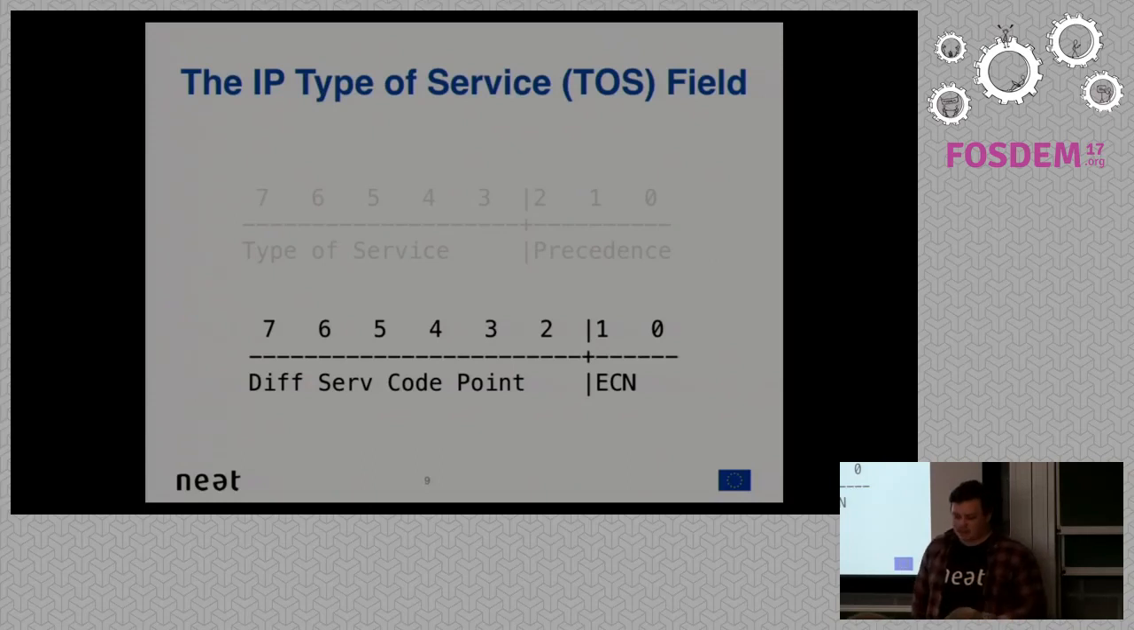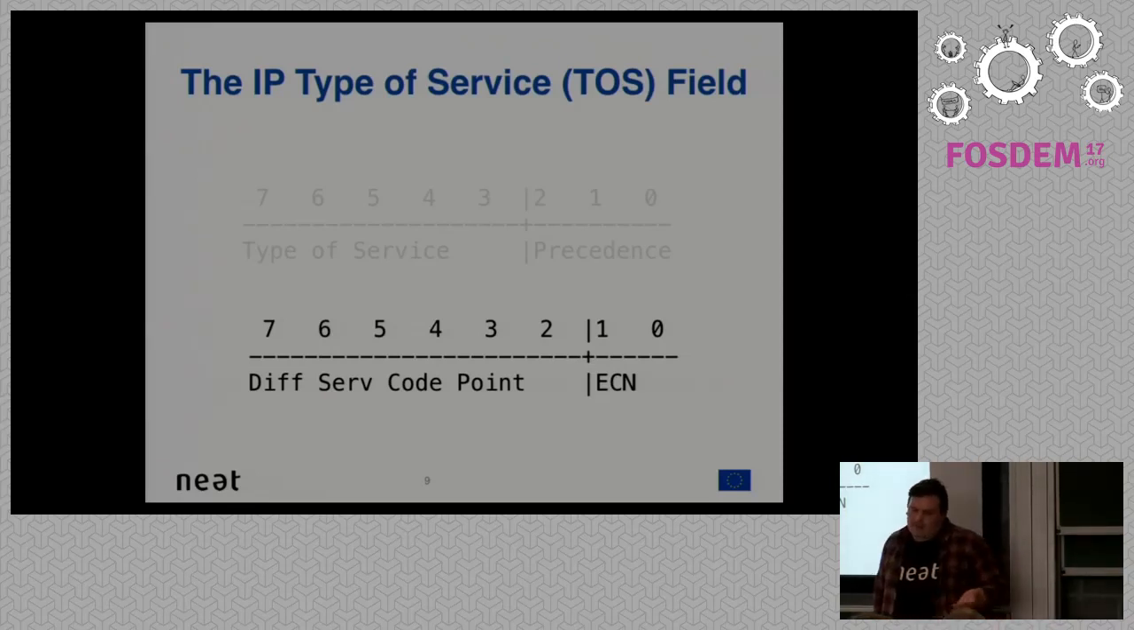Is it going to be blocked? ECN took years to get deployed at all on the internet because there were a lot of middleboxes that bleached the bits or dropped traffic with them set. With accurate ECN and ECN fallback, this was fixed. But if this happens again for DSCP, then QoS is going to be a long way from being deployable.